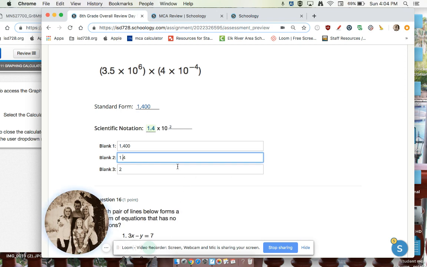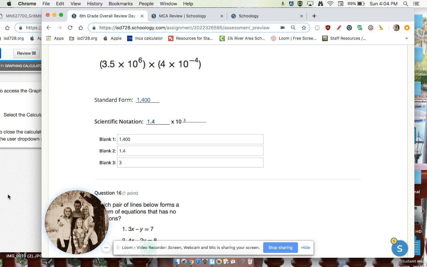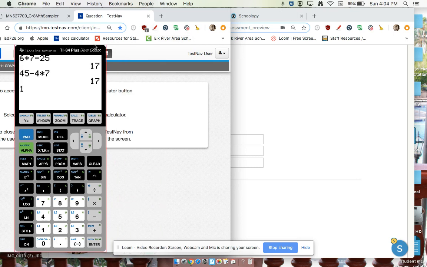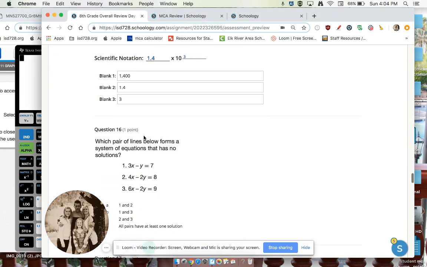I made the number smaller. You have to balance it out. Since I made my number smaller, I have to make my exponent bigger. So that's 1.4 times 10 cubed. No calculator. I will just show you that it's correct, though. If I went 1.4 times 10 to the third, enter, and that's the 1400. But that's going to do you no good because you can't use it.